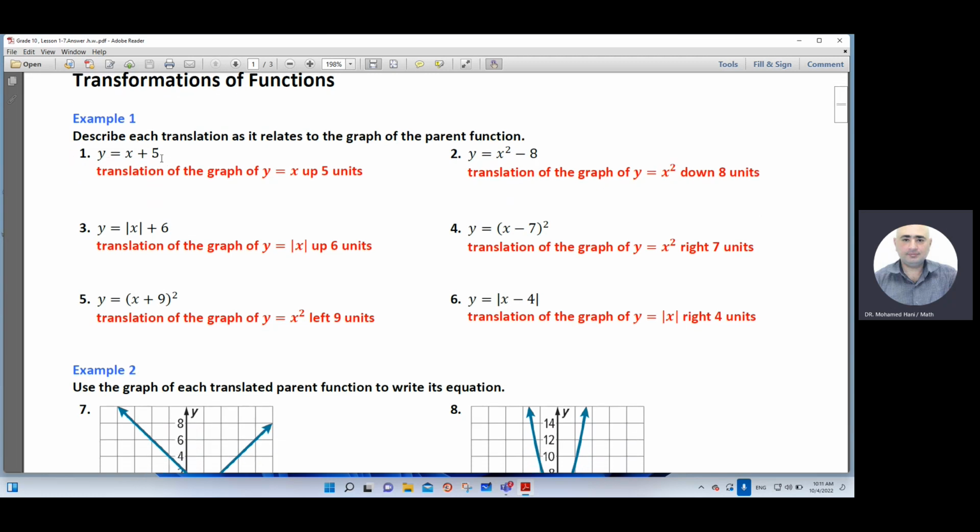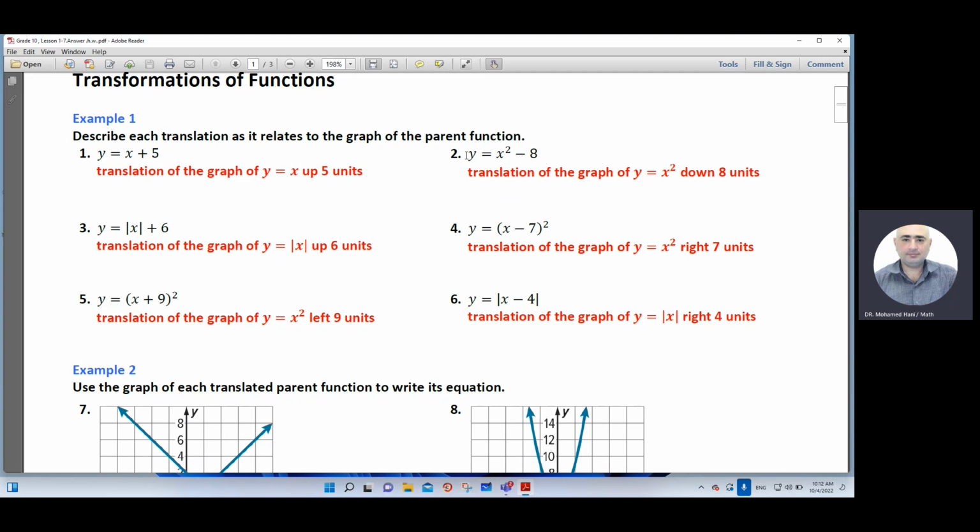Who can tell me what is the name of this function? y equal x plus 5. Is this constant, or identity, or absolute value, or quadratic? This is constant. Excellent. So who can tell me what is the value of k here? Is it positive or negative? Positive, because 5 plus 5. So we have a translation of the graph of y equal x, and because k is positive, up 5 units. Because k means up or down. If k is positive, it means up. If k is negative, it means down.